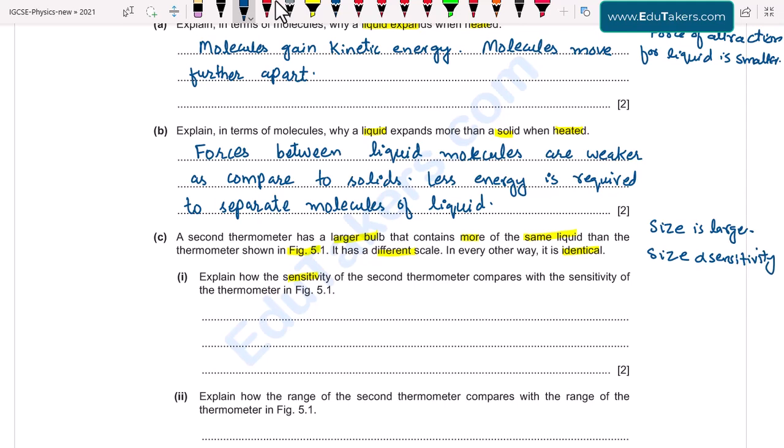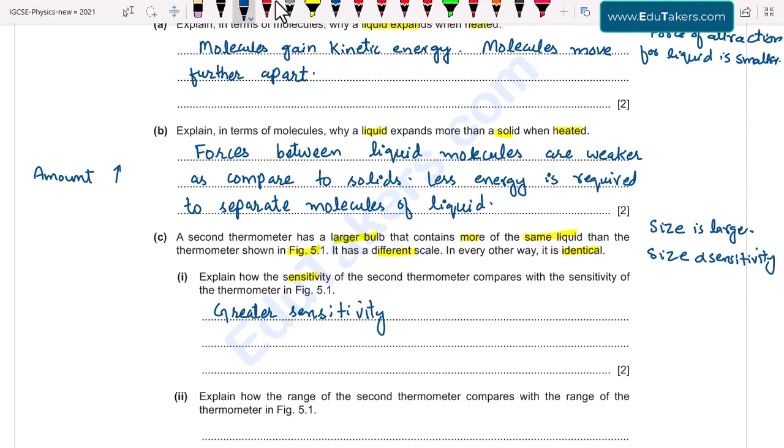For the thermometer whose bulb is of larger size, its sensitivity will be more as compared to the thermometer whose size is smaller. So I write here, first of all, greater sensitivity. And there is also the amount of liquid that is larger as compared to the first thermometer. So the amount of liquid is larger.